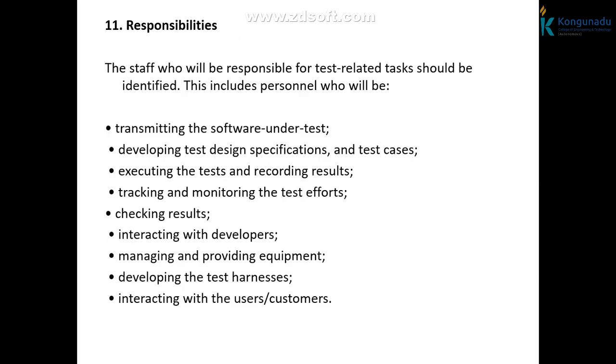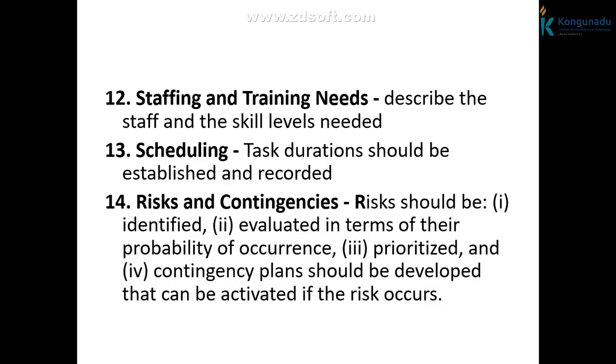Next one is responsibilities. The staff who will be responsible for test related tasks should be identified. This includes personnel who will be transmitting the software under test, developing test design specifications and test cases, and so on. Next one is staffing and training needs. Describe the staff and the skill levels needed. Next one is scheduling. The task durations should be established and recorded. Next one is risks and contingencies.